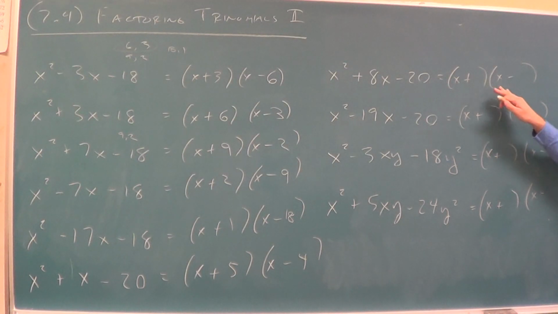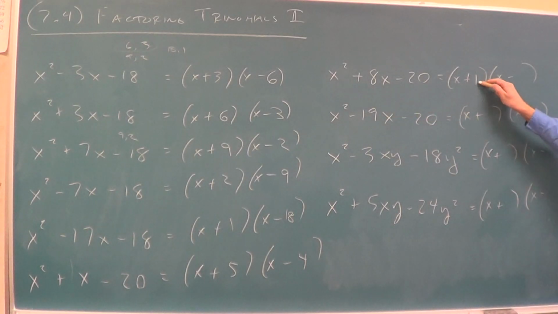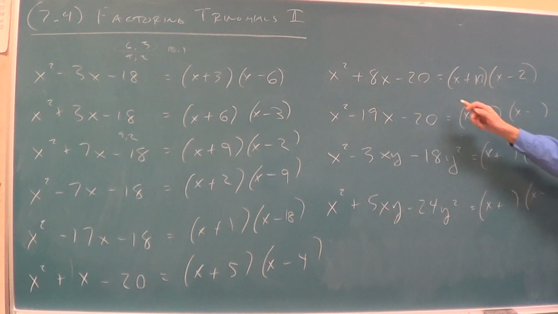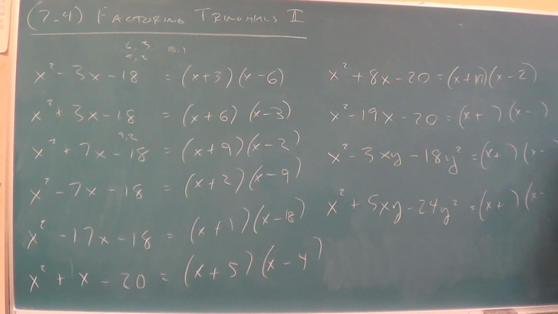10 and 2. 10's going to be positive. So plus takes the bigger 10, minus takes the 2. 10 and 2 is the only numbers that multiply to 20, subtract to 8, and now you're silent because I'm confident in you as well.